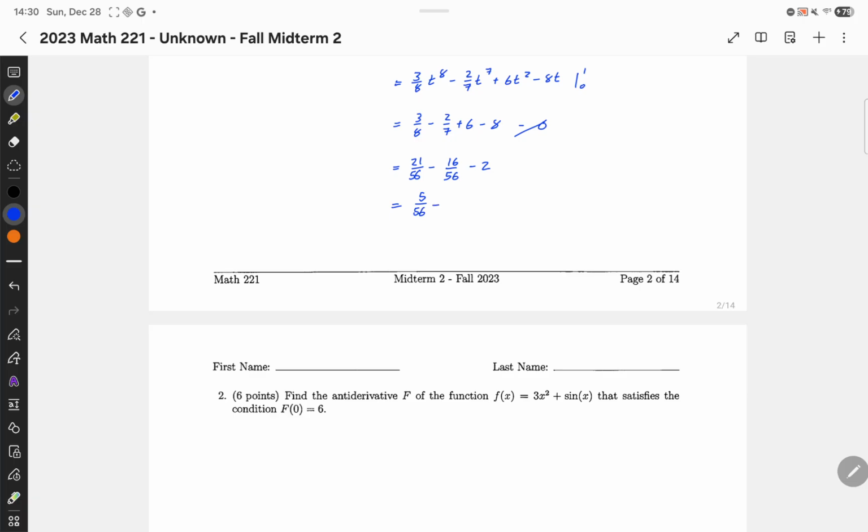And then subtracting 56 times 2 is going to be 112. So we get minus 112 over 56. And this is just going to be equal to, let's see, negative 107. So negative 107 over 56, just like that. And that is our final answer for part B.